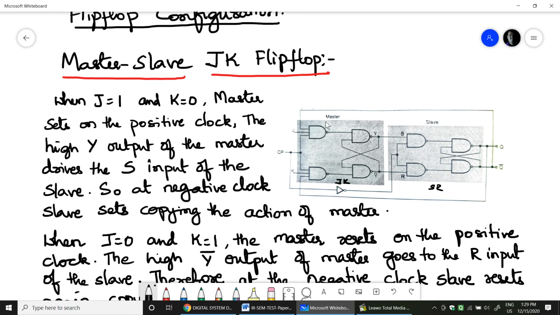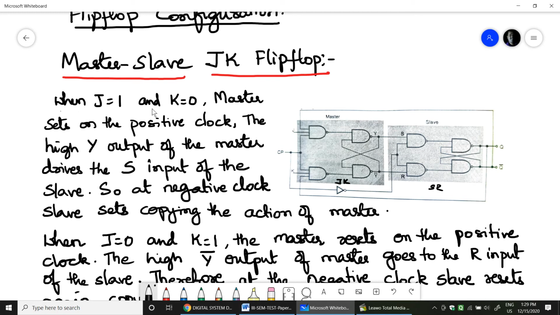Now, master slave, the word itself tells you what it means. Slave means whatever the master tells, the slave will obey. This obeying behavior of the slave, following the master's word, is what will make the race around condition get eliminated in the JK flip-flop. So how will that happen? Let us see that now.